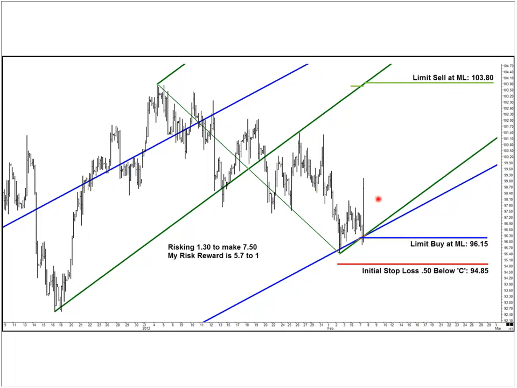Price comes down, fills my order. This is 4 or 5 bars later. I get long at 96.15. My initial stop loss is 50 cents below the C pivot. That's how I chose that.